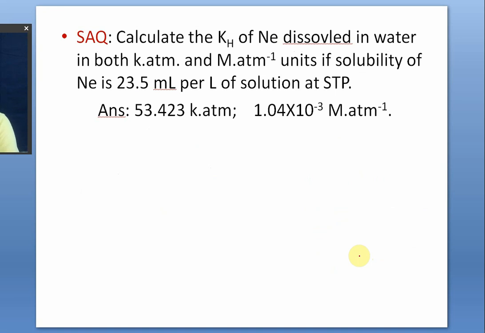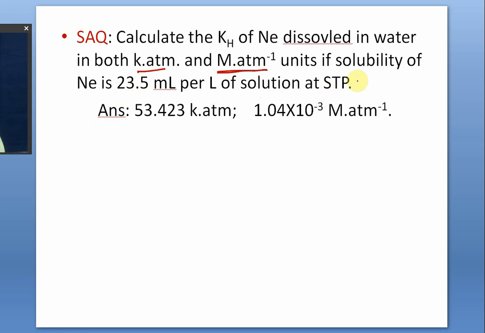These are similar types. Here, calculate the KH of neon dissolved in water in both kiloatmosphere and moles per liter per atmosphere units, if the solubility of neon is 23.5 milliliters per liter of solution at STP. Here is the problem.